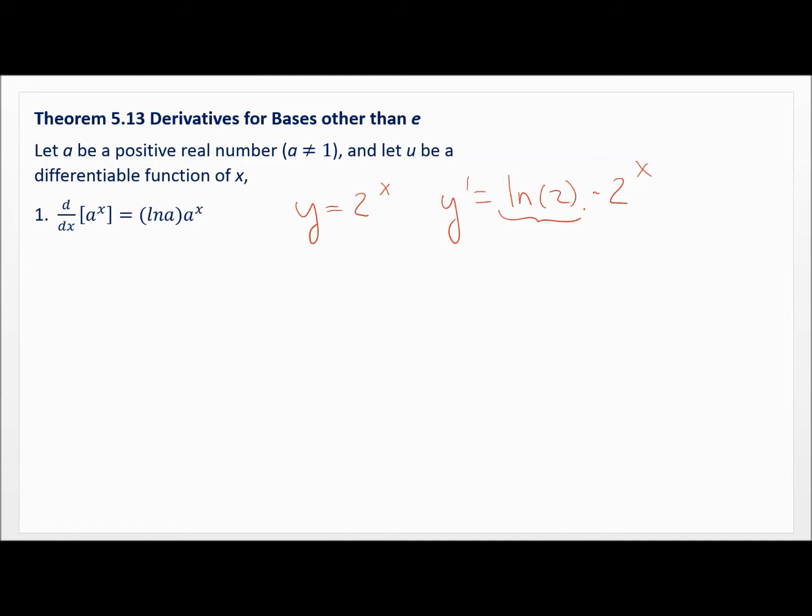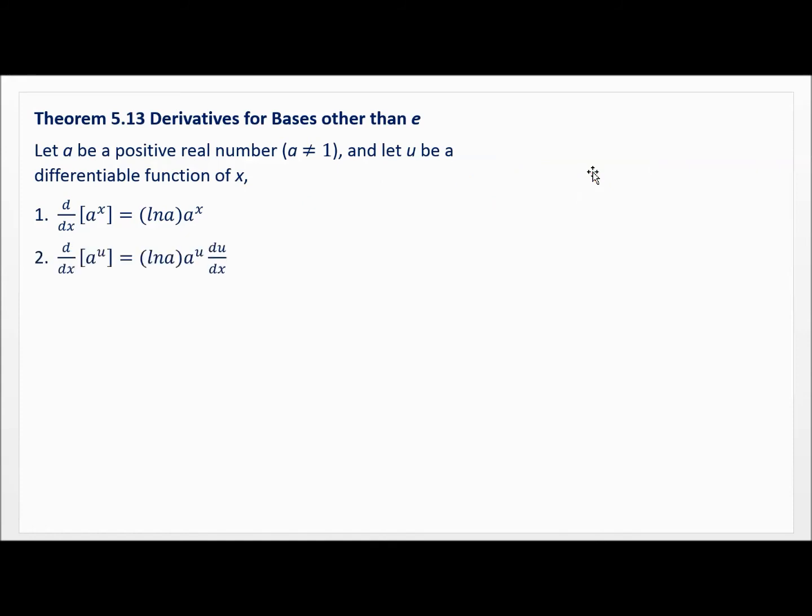Remember the derivative of e to the x is just e to the x? So if the base is not e, then you have this extra natural log of the base times your exponential function, okay? So that's the first property, or the first derivative.